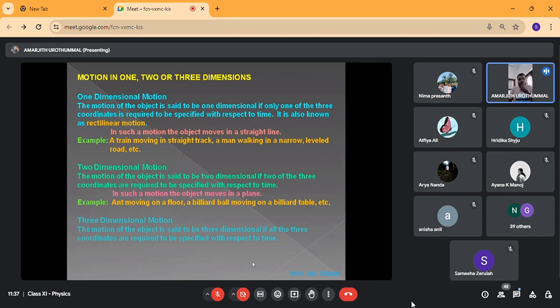Among these three, if only one is there, it is one-dimensional motion. If two are there, it is two-dimensional. And if all three are there, it is three-dimensional.